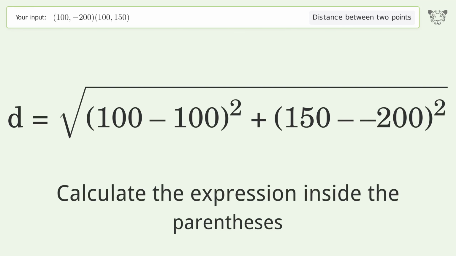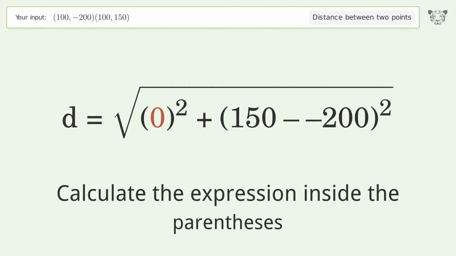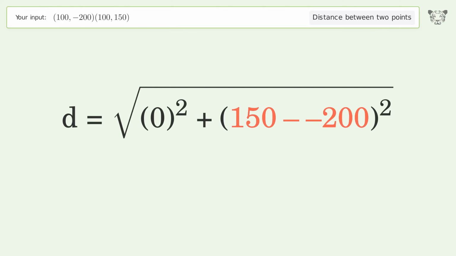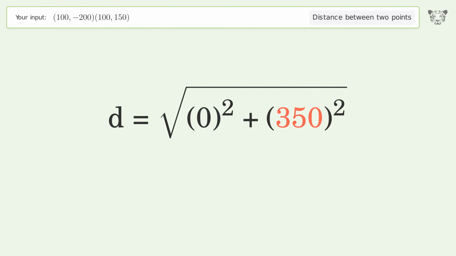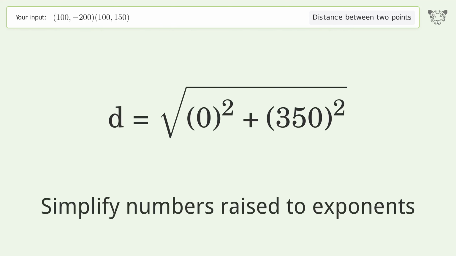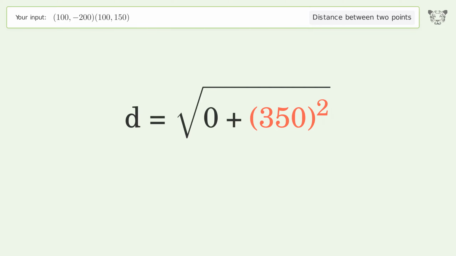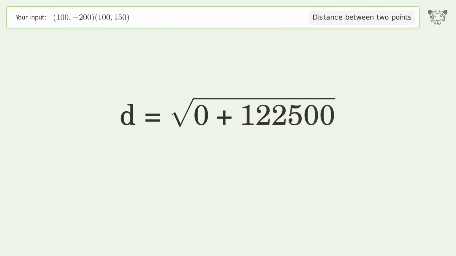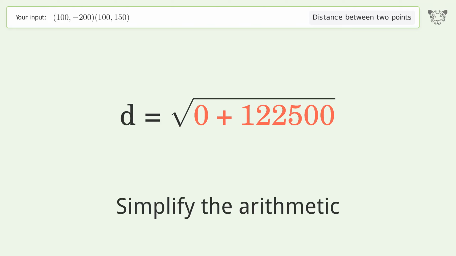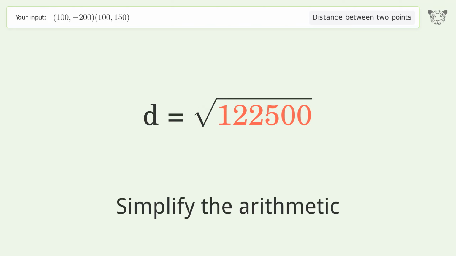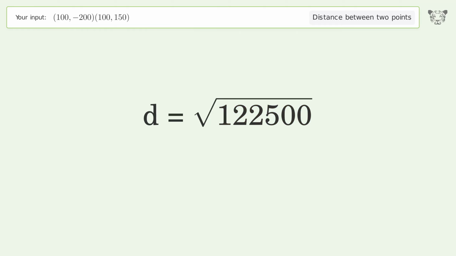Calculate the expression inside the parentheses. Simplify numbers raised to exponents. Simplify the arithmetic. And so the distance between the 2 points is the square root of 122,500, or 350.